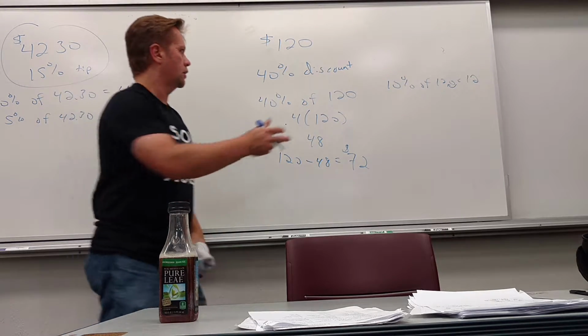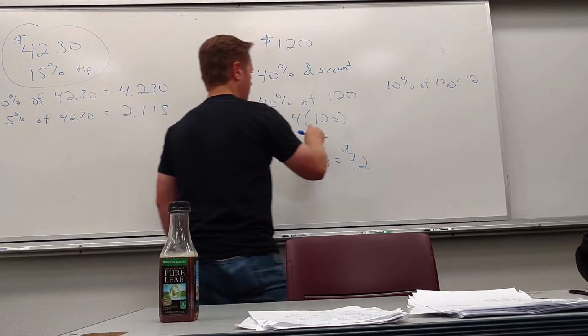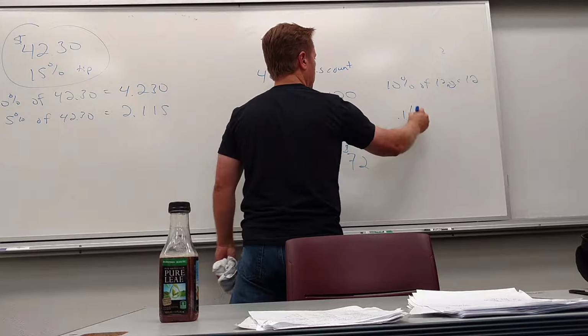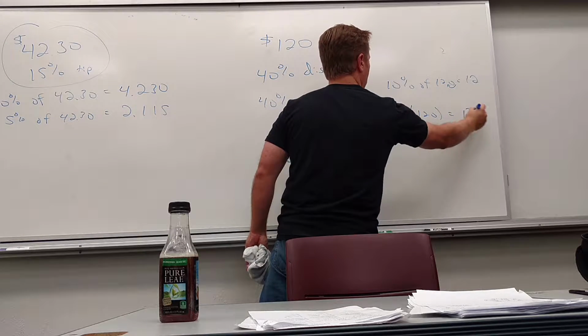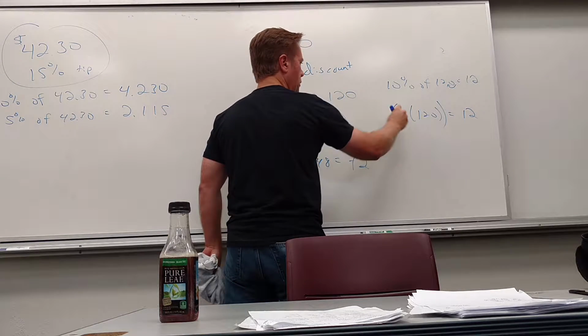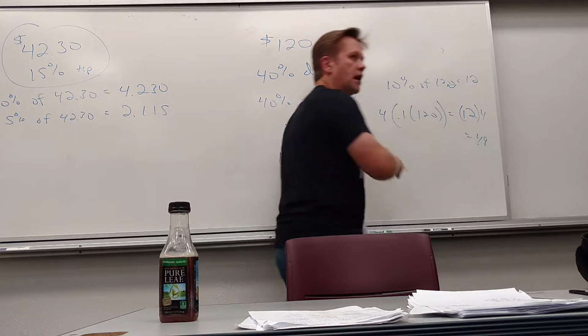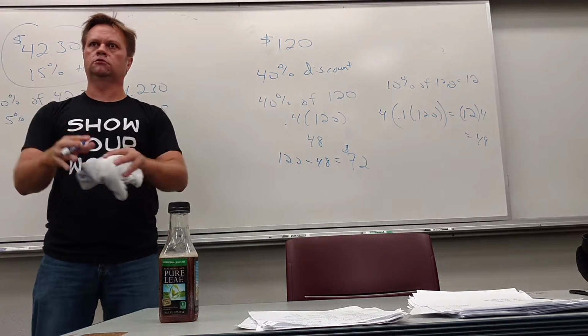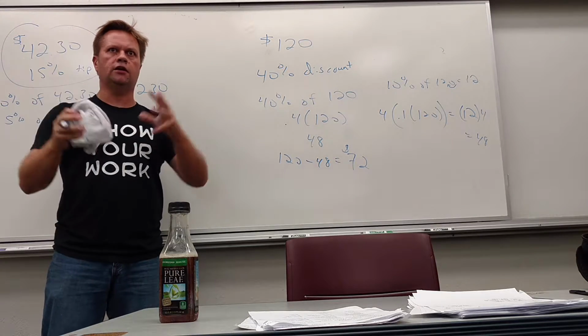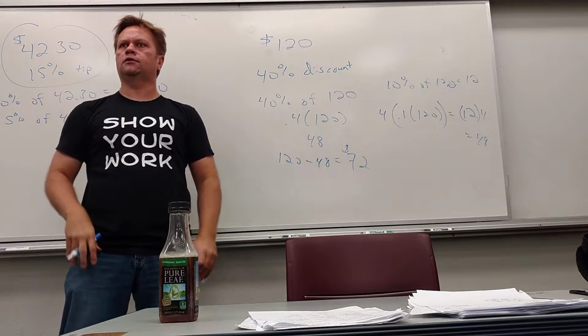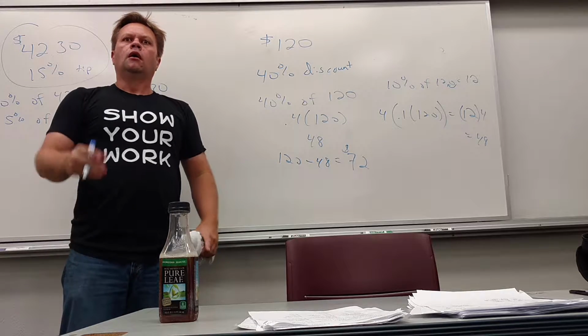Of course you are. Because if 10% of 120 is 12, how do I get 40%? Multiply by 4 to get 40%. So multiply by 4 to get 48. So it's all mathematically legal. It's just a really nice way to kind of think about it in your head in case your battery dies. And you're like, so the shirt is going to be $72.